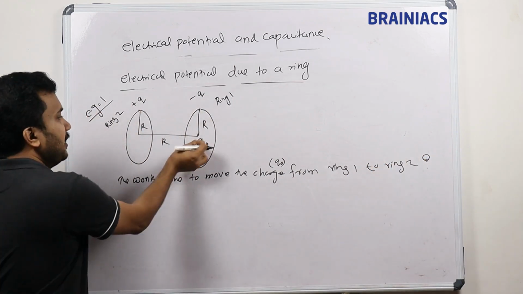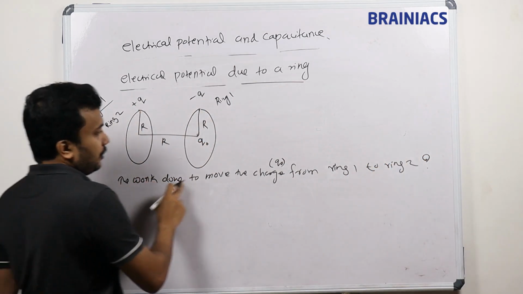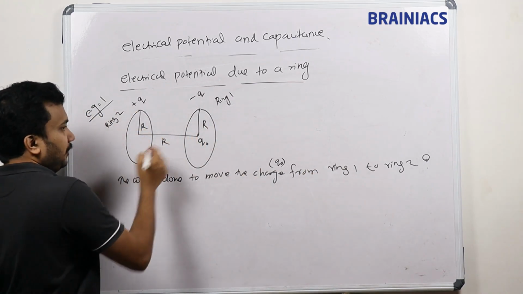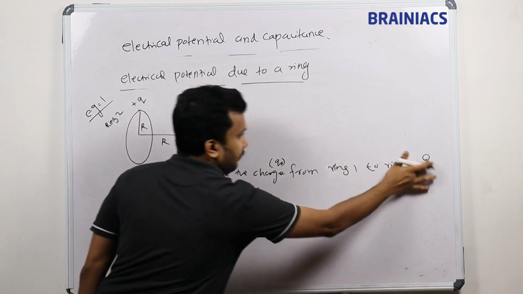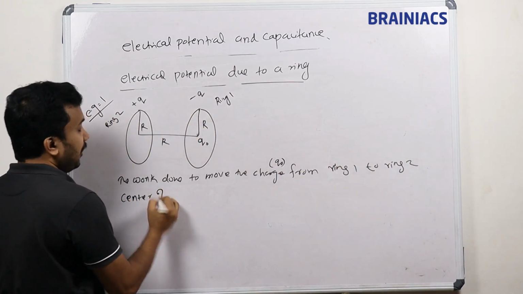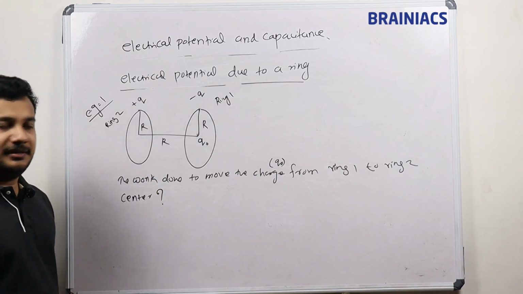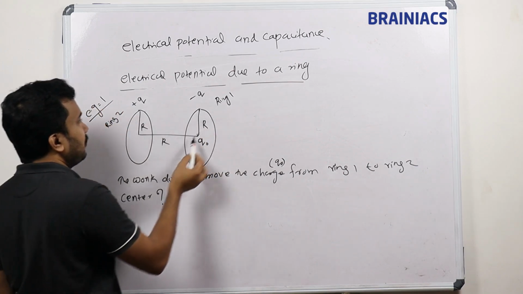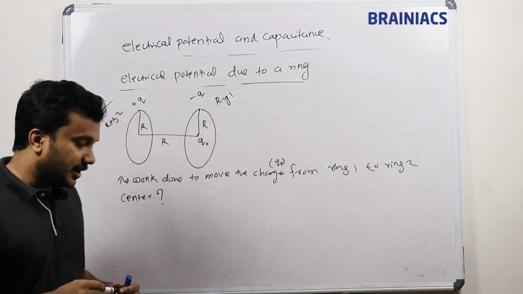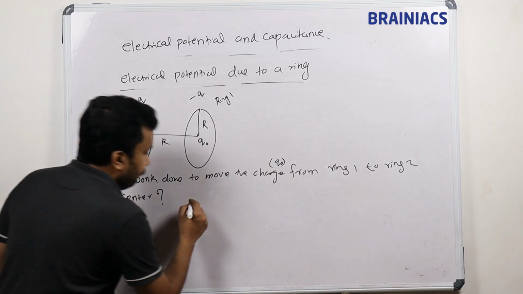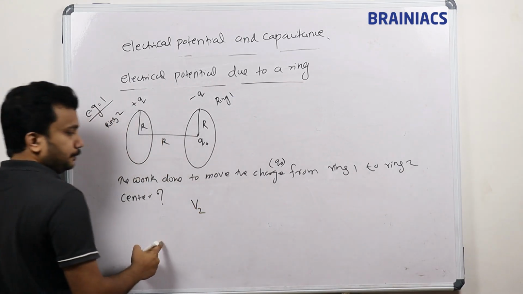I need to move the charge from ring 1 to ring 2. Ring 2 center. Okay, we can make it a little more clear. Now it is already at the ring 1 center. I need to move the q0 amount of charge from the center of ring 1 to the center of ring 2. How much work do I have to do? That was the question. How to do it? So we need to move to ring number 2.